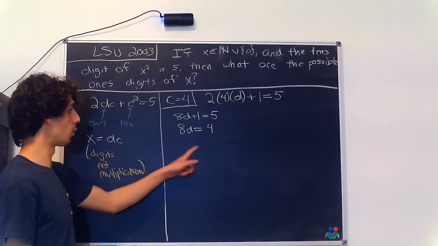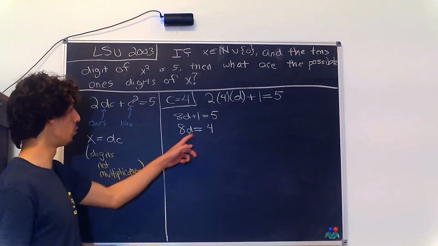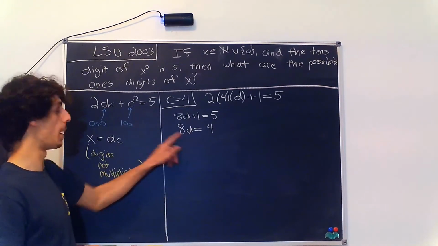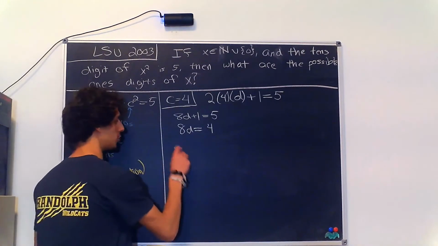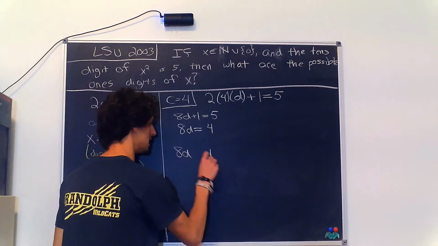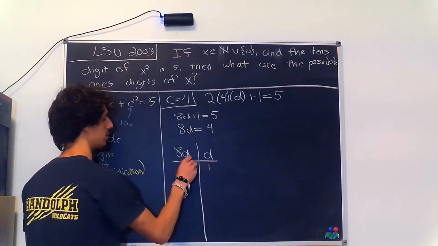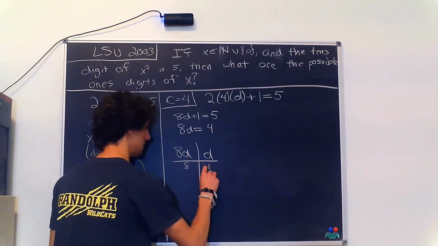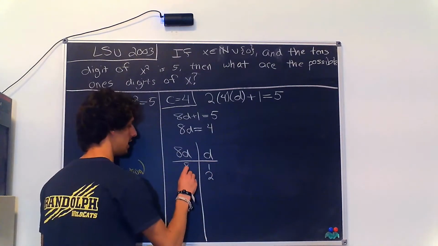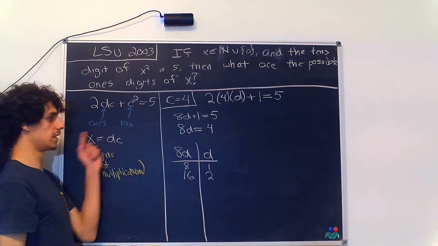And this equation would result in giving us D equals 1/2. But remember, we're only talking about the ones digit from this term here. So let's go ahead and make a chart of 8D and D and see what we get from there. So if D is equal to 1, that gives us 8, but 8 is not equal to 4, so that doesn't work. If D is equal to 2, 2 times 8 is 16, but 6 isn't equal to 4. Remember, we're only comparing the ones digit.